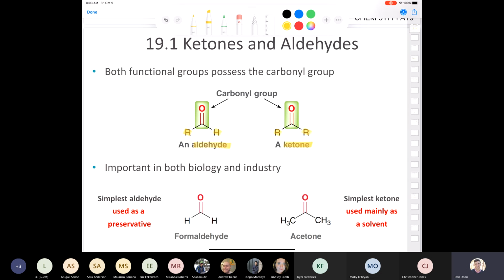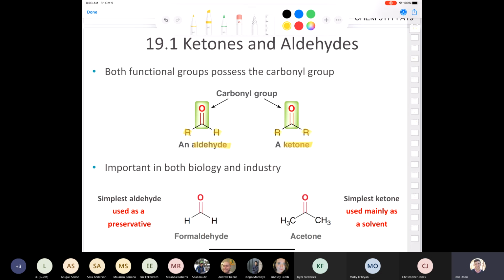on either side. We also find carbonyl groups in esters, carbamates, amides. So a carbonyl, a carboxylic acid. But again, here's the structure of an aldehyde and a ketone. And of course, aldehydes and ketones come up all over the place in both biology and in the pharmaceutical industry, synthesis, oil and gas industries.